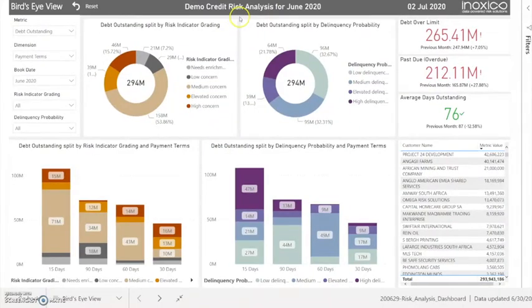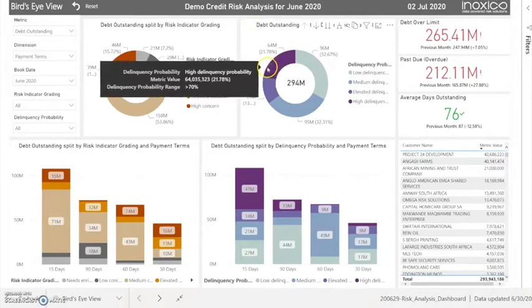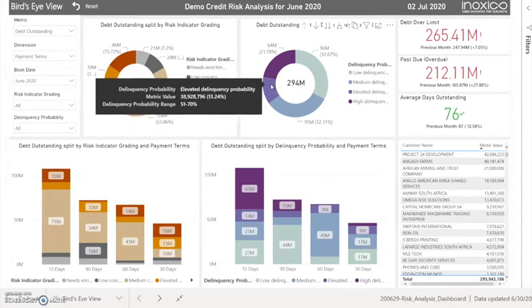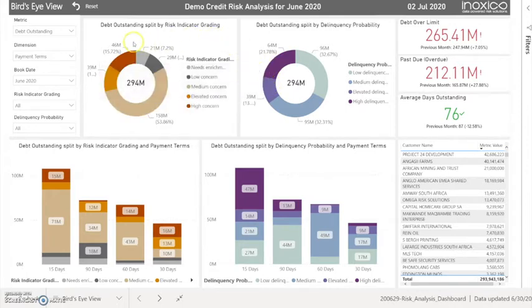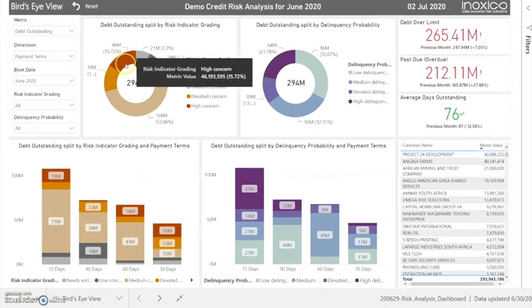Hey everyone, as mentioned in my intro, Inoxico is so excited to be launching a new feature on our risk analysis dashboard, the delinquency probability indicator. What is the delinquency probability? The delinquency probability is the probability that a customer's debt will either grow in the next month or the debt will age further. It is a short-term indicator that provides a probability of whether a customer is likely to pay you or not.